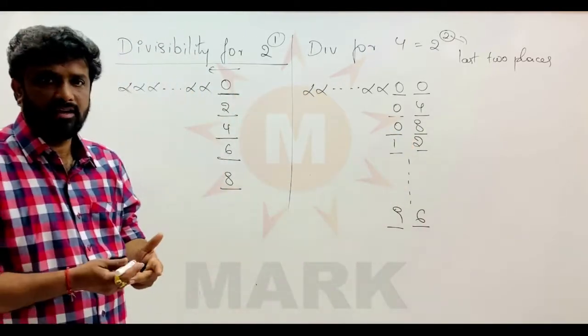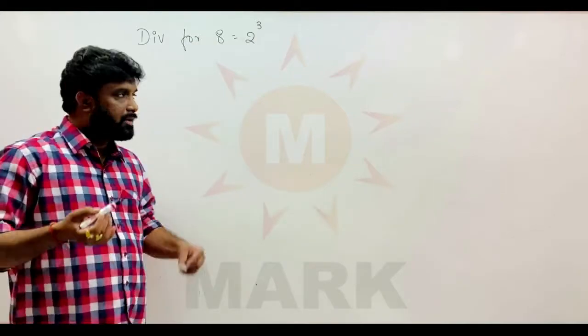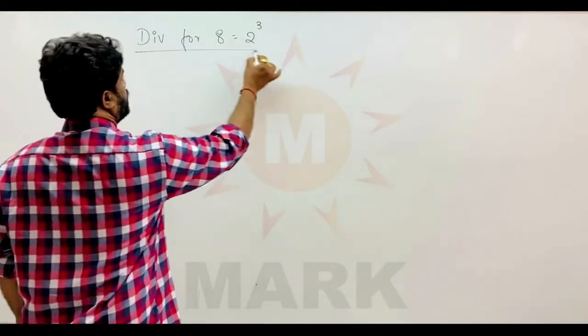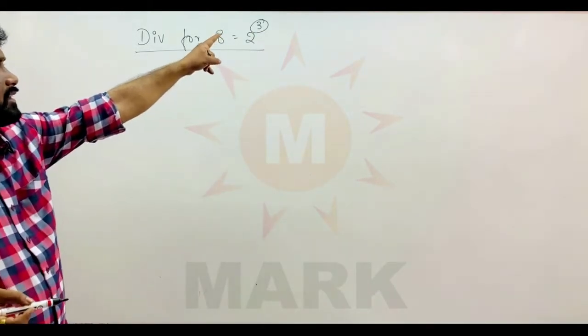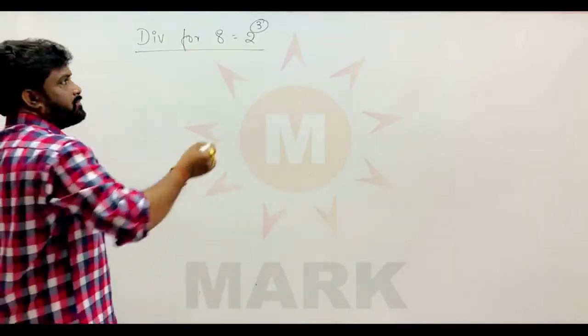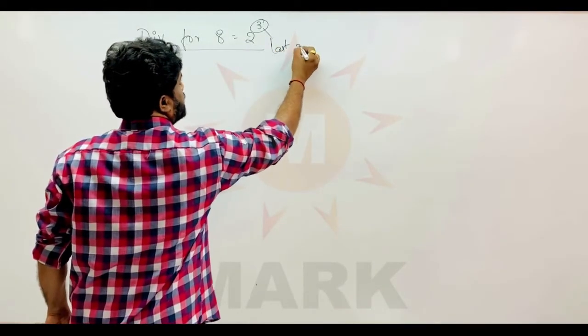Now we will discuss 8 also. Friends, now coming to the divisibility rule for 8. As I said, 8 can be written as 2 power 3. That means the power 3 will decide that we check the last 3 places.